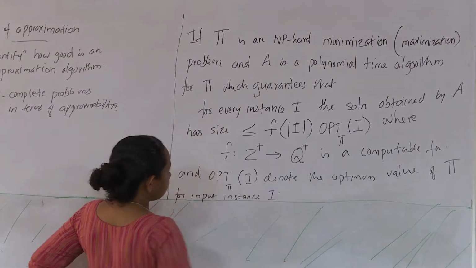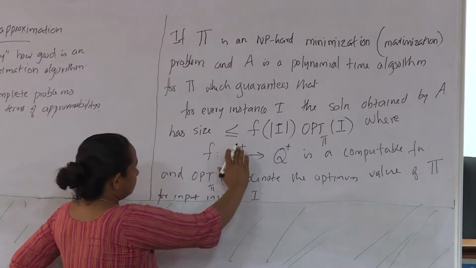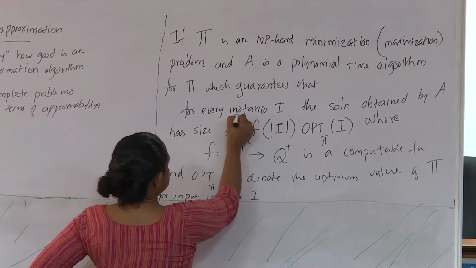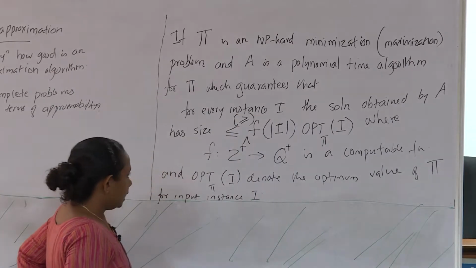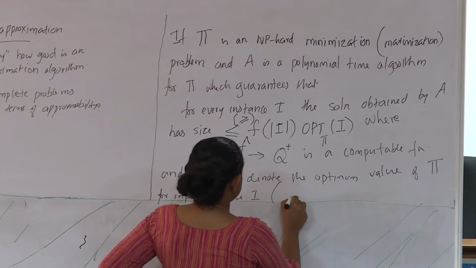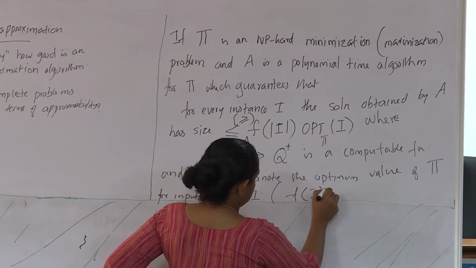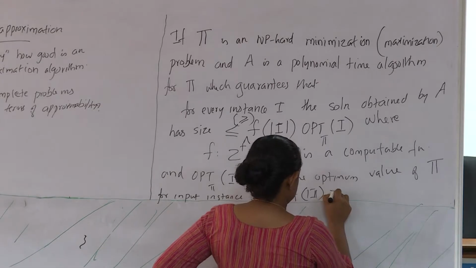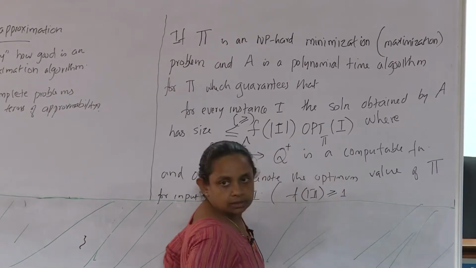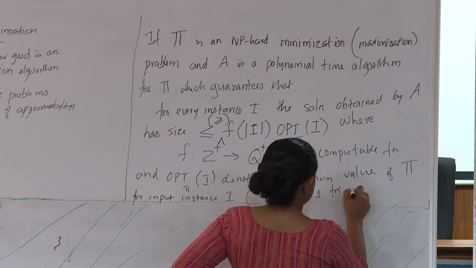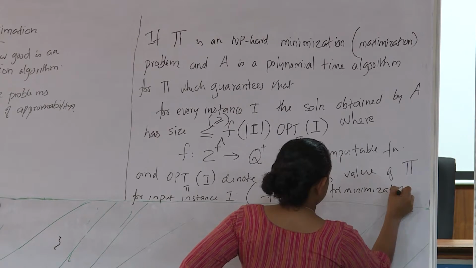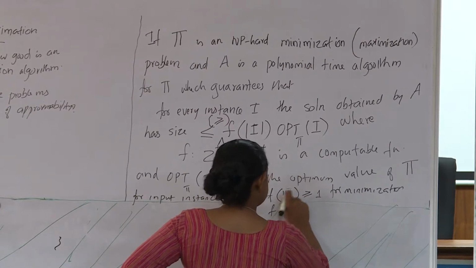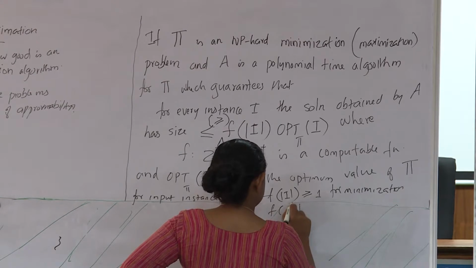This can be for minimization. If I want to say it for maximization, then this has to be greater than or equal to. And one more condition for minimization: this function should be greater than or equal to 1 for minimization, and it is f on any instance.